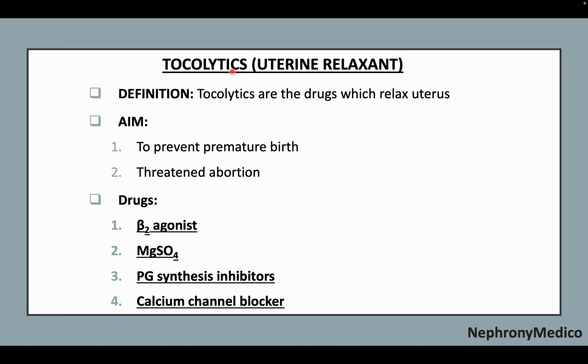Now, tocolytics. So, what do we mean by tocolytics? Tocolytics are the drugs which relax the uterus. The aim includes prevention of premature birth and threatened abortion. The drugs are beta-2 agonists, magnesium sulfate, prostaglandin synthesis inhibitors, and calcium channel blockers.